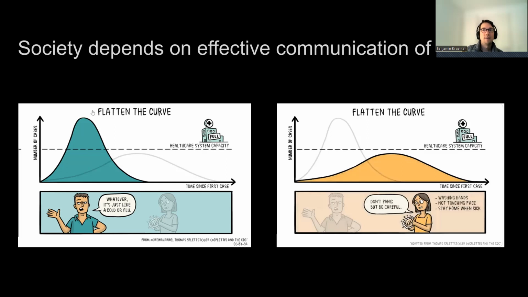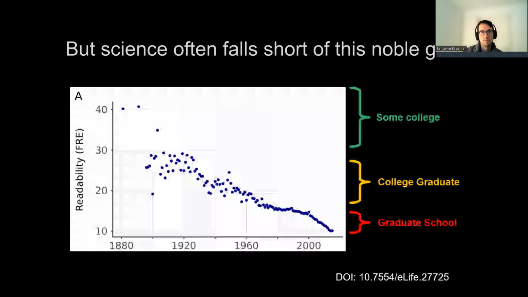And to me, this idea and how quickly and rapidly it spread really demonstrated that society, including public health, depends on the effective communication of science. But I'm afraid to say that science often falls short of this noble goal.